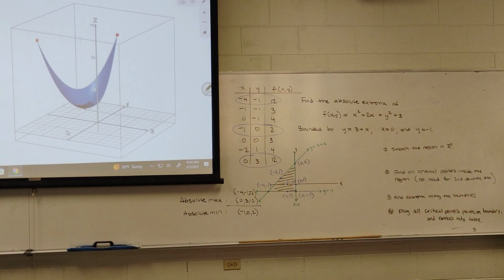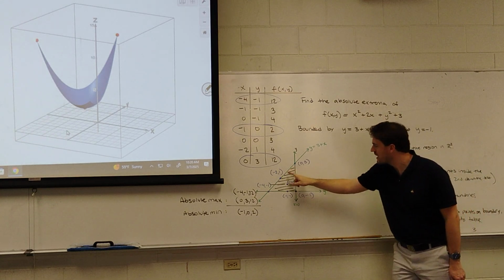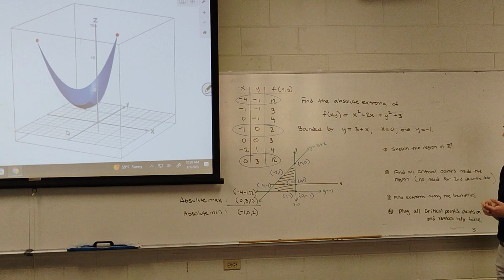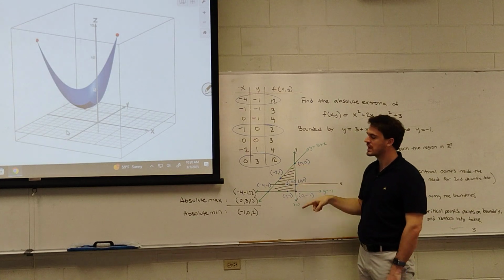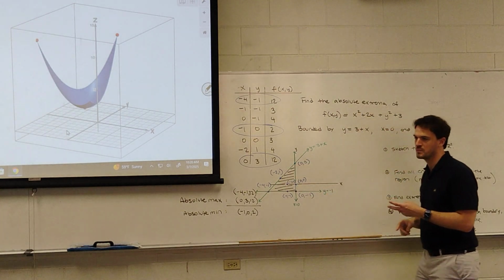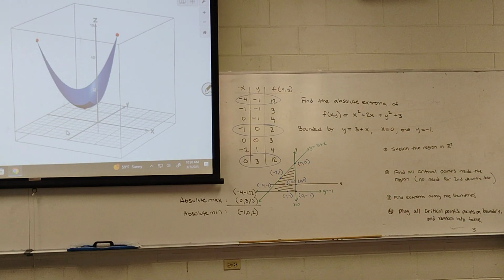Find all critical points inside the region. That's just what we did last time. You find the first partials, set them equal to 0, find critical points. There's no need for the second derivative test. When we throw everything in a table, I don't care if it was a local max or local min, just not relevant. So once you found a critical point, put it in your sketch, put it in your table.